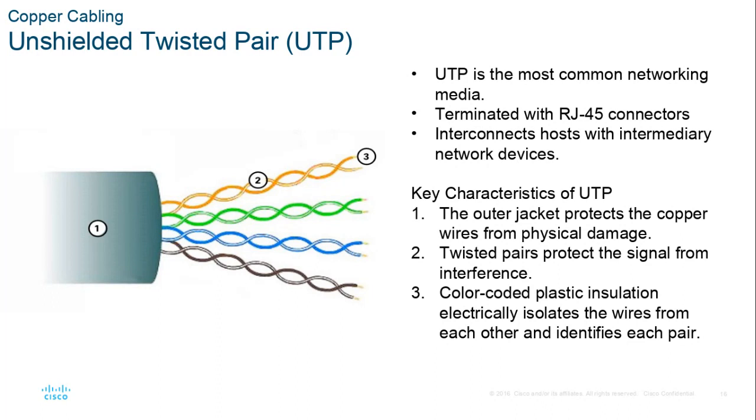The number 2 are the twisted pairs. As these pairs are twisted together, any interference that is received from the outside world, here's some interference coming from the outside world, hits this wire at this point, this wire at this point, and this wire at this point. Because they're twisted, they're all out of phase with each other. And if I have two signals and they're out of phase with each other, they cancel out. So that reduces the electrical interference.